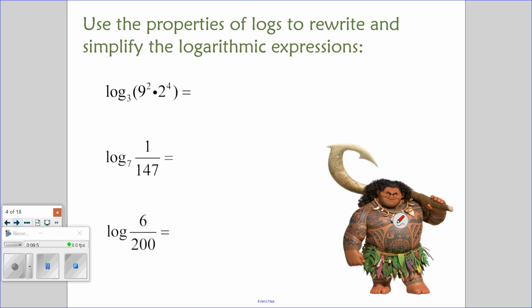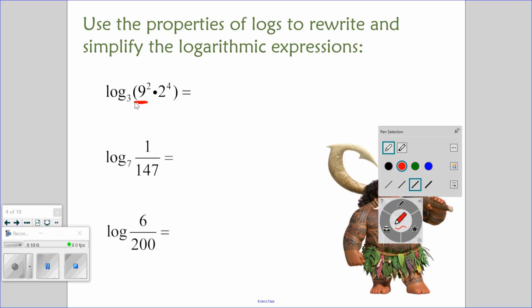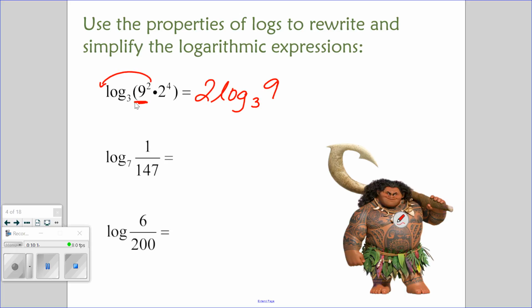So to start with this one, let's do this first part. Where's the 2 going to go? Out in front. All right, so we're going to have 2 log base 3 of 9, right? Exponents get thrown out in front. And then instead of multiply, it's going to be plus. Do we have another exponent to throw out in front? Yep, so it's going to be 4 log base 3 of 2.